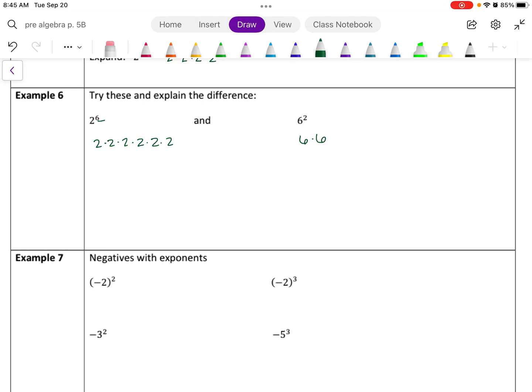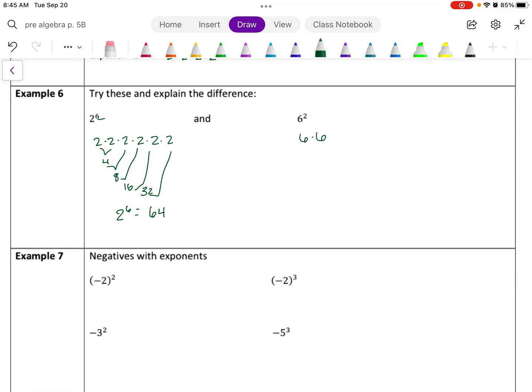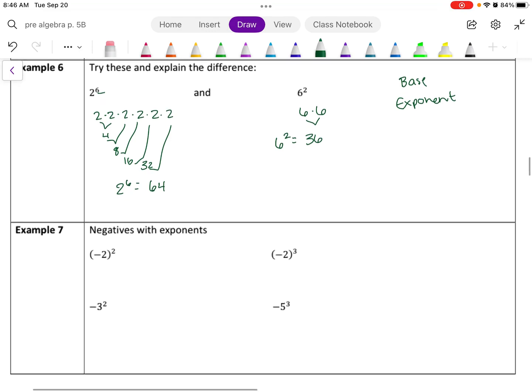If we multiply 2 by itself 6 times, well, 2 times 2 is 4, times 2 is 8, times 2 is 16, times 2 is 32, times 2 is 64. So 2 to the sixth power is 64. 6 times 6 is 36. So even though the numbers are the same, there's a very big difference between having a base and your exponent. It matters which one is your base, it matters which one is your exponent, because it tells you what is being multiplied and how many times it's being multiplied, so it makes a difference.